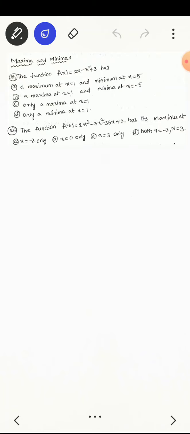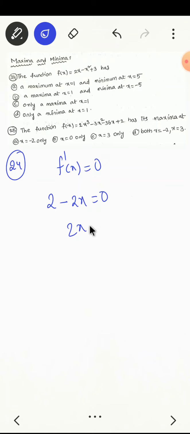So first problem, read out the first problem, what they are saying. The function f of x, is this a one variable problem or a two variable problem? Yes, exactly, it is a one variable problem. So how are you going to solve this? Whenever a one variable problem is given, first find f dash of x and equate it to 0. So f dash of x will be 2 minus 2x equal to 0. From here what will I get? Minus 2x equal to minus 2, x equal to 1. So x equal to 1 is the stationary point.